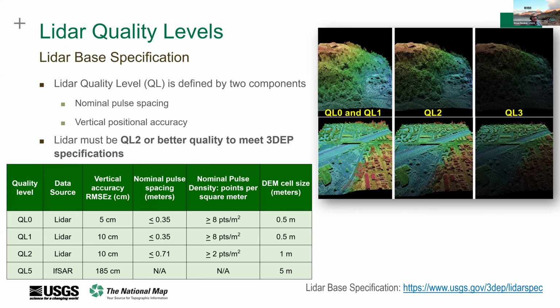LiDAR quality levels: Quality levels 1 and 2 are defined as meeting our specifications, a minimum of 2 points per square meter and a vertical RMSEz of 10 centimeters. We have to have that in order to qualify as a 3DEP product. There's also a QL0, which tightens up the vertical accuracy even more, to 5 centimeters. There are a few QL0 projects out there, but not many. The work done to date for Hawaii, by the way, has been QL1, with some older QL2, I believe pre-3DEP. I'll point that out in a minute here.